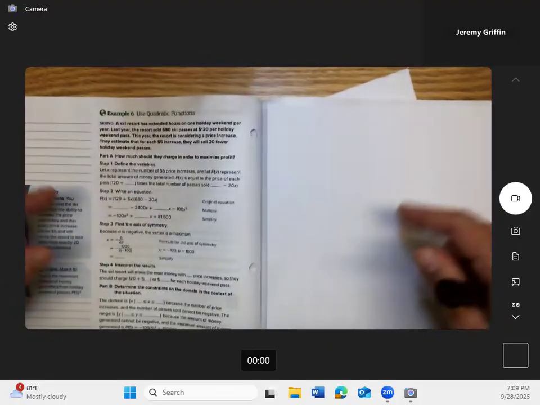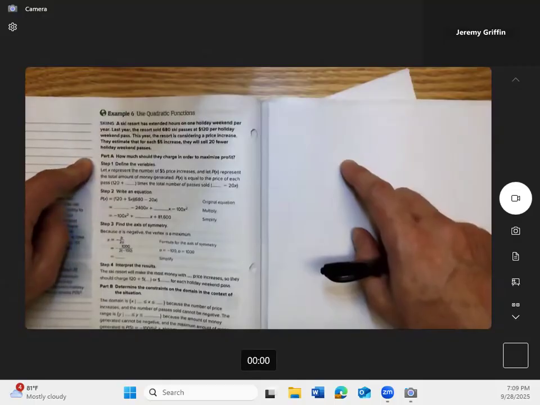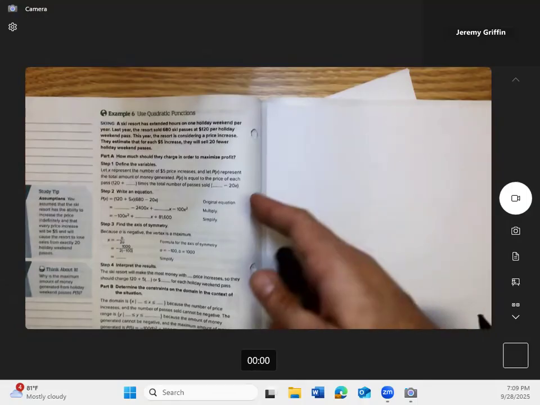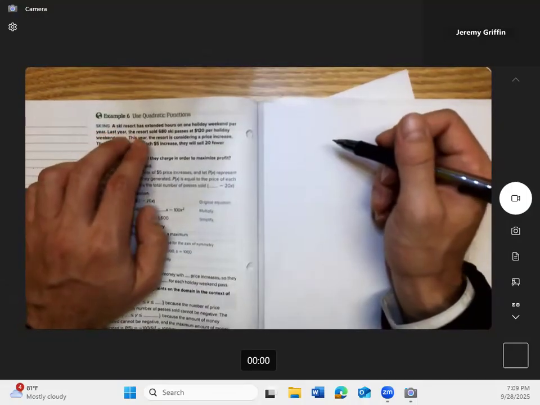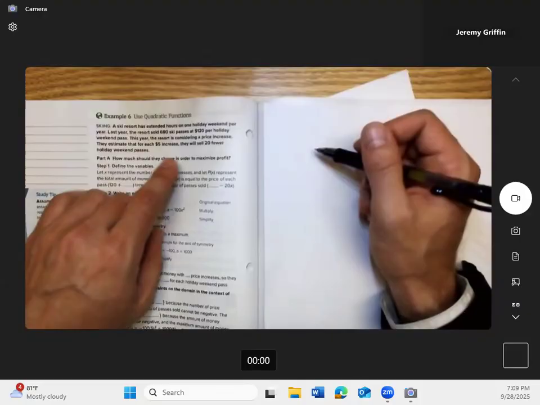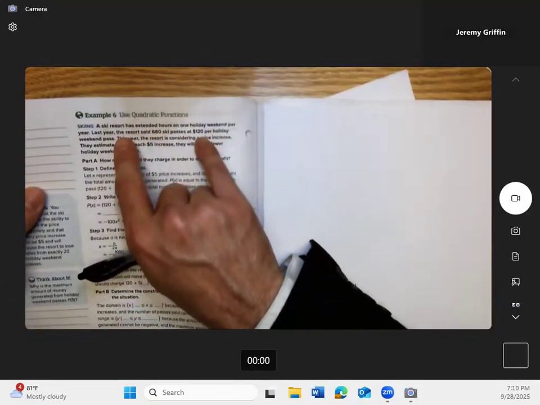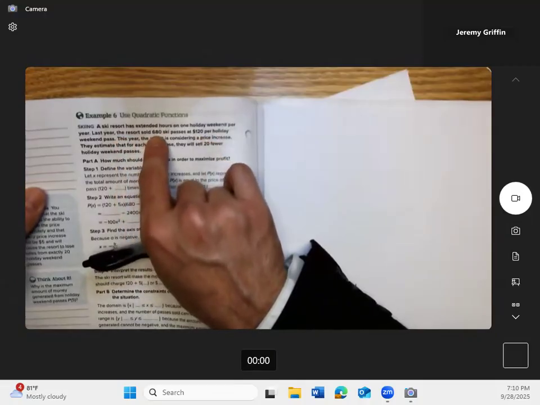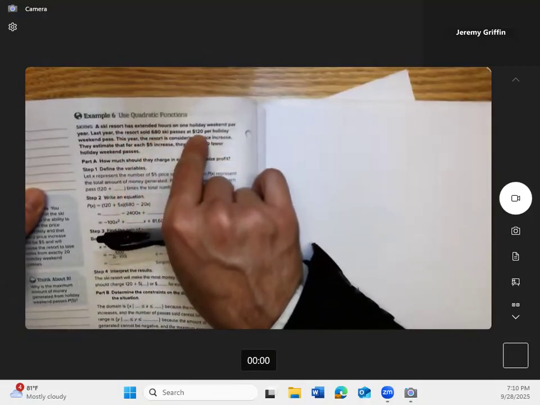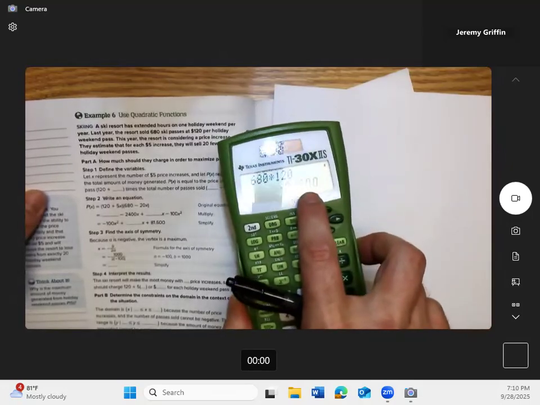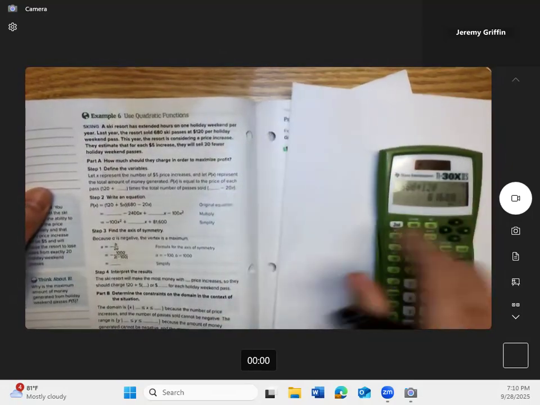It takes a little bit of deep thinking the first time you do one of these specific examples, but there's a bunch that follow this exact model in this book. So let's take a look here. A ski resort has extended hours on one holiday weekend per year. Last year, the resort sold 680 ski passes at $120 per pass. So how much money were we talking about? 680 ski passes times $120 per pass. That's 81,000 and some dollars. Okay, so 81,000 some dollars in revenue.